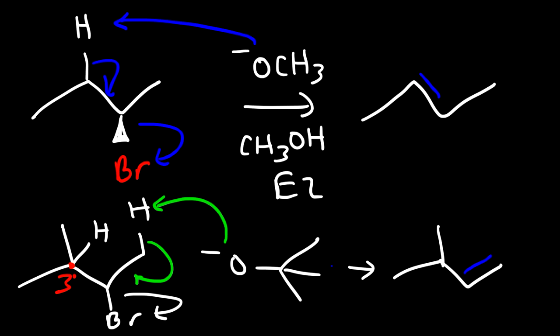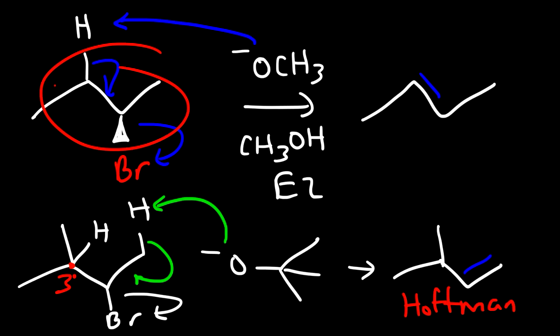So sterically hindered bases and substrates tend to lead to the Hofmann product, whereas if you have a strong base that is not sterically hindered, or a substrate that is also not sterically hindered, then you're going to get the Zaitsev product.